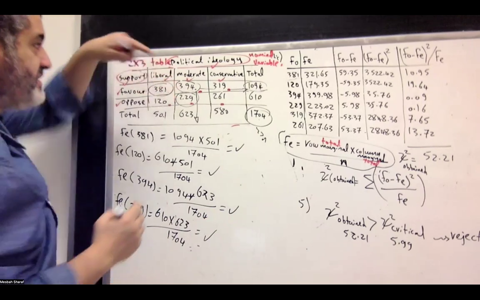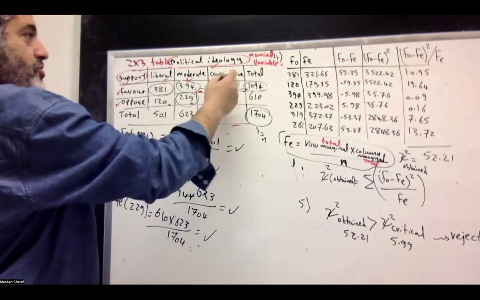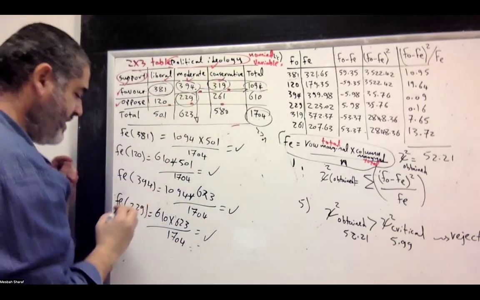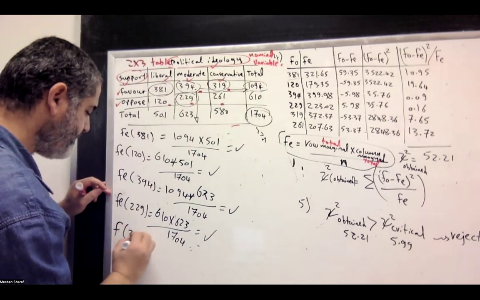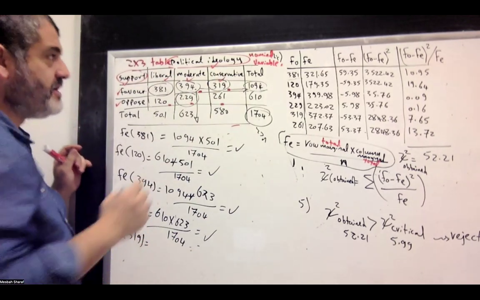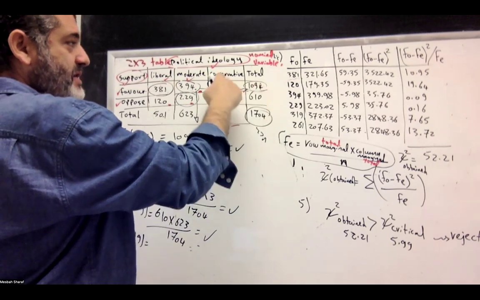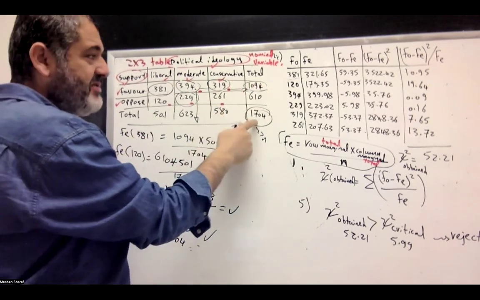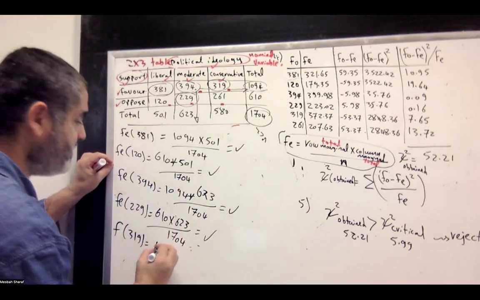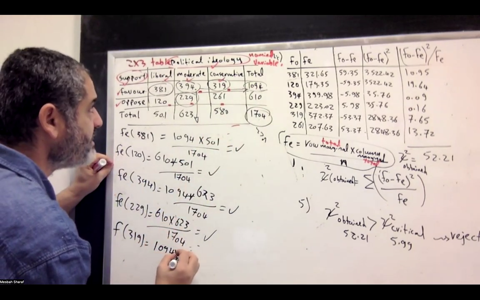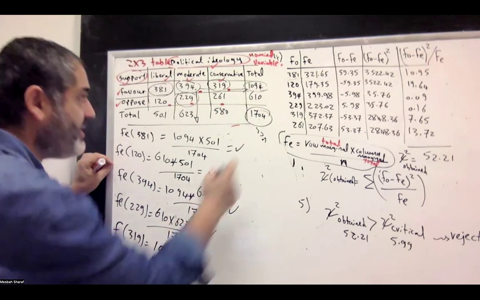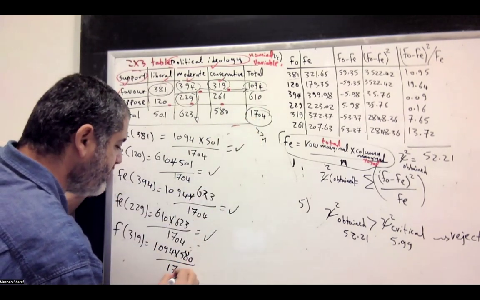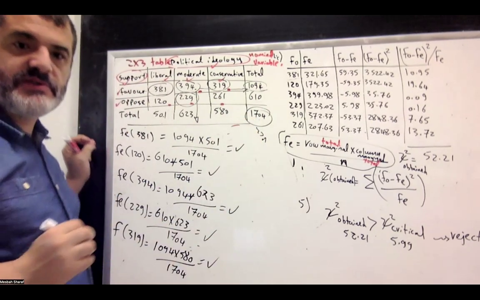You get the expected frequency. Same idea for that 319. How much is it going to be? This 319 belongs to this row and this column, so I'm going to multiply 1094 times 580 divided by 1704, the n. And then you get it.